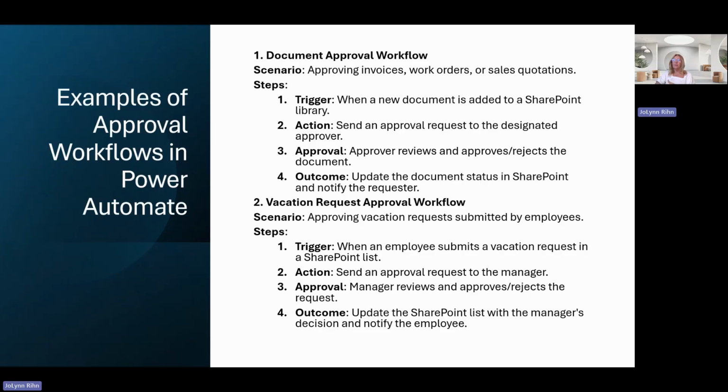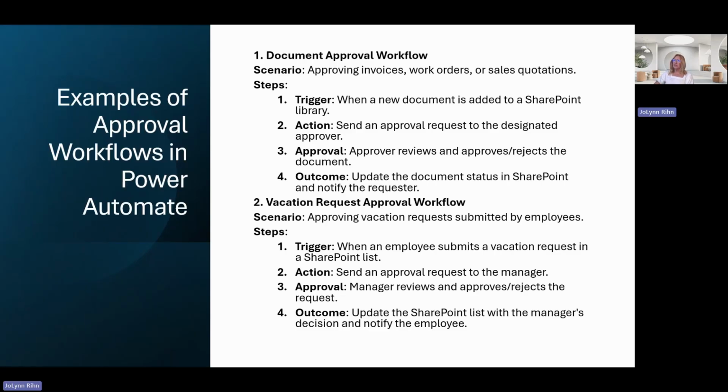An example of that would be if we have invoices that need to be approved, they go into the manager's folder, and as soon as they go into that manager's folder, it notifies the manager that they have these files that need to be approved. That would be an example of that. The outcome, of course, is going to be to update the document status in SharePoint and notify the requester. So the requester is going to get a notification back letting them know if the document was approved or rejected.